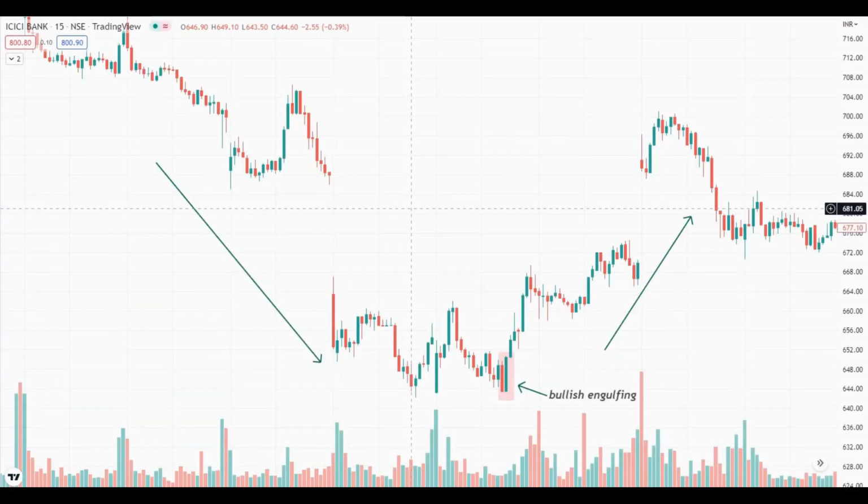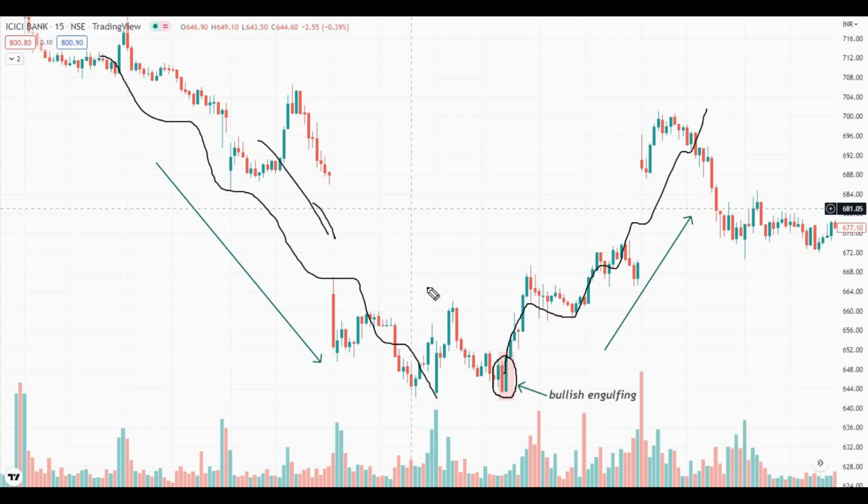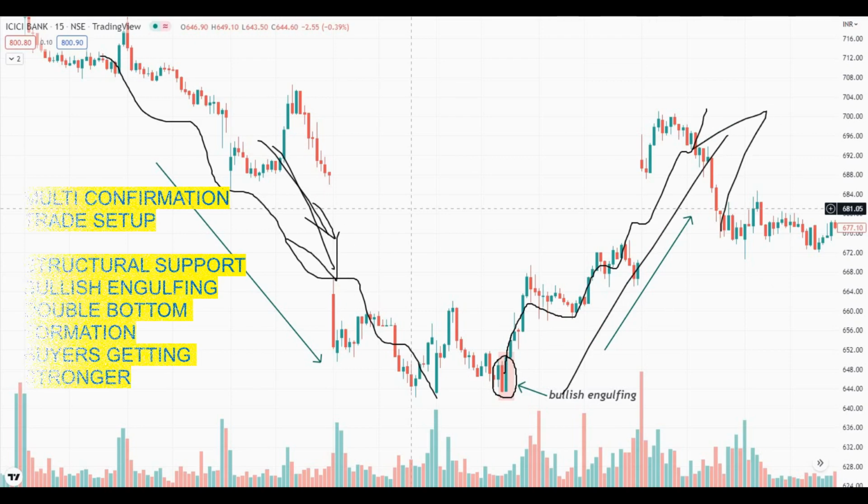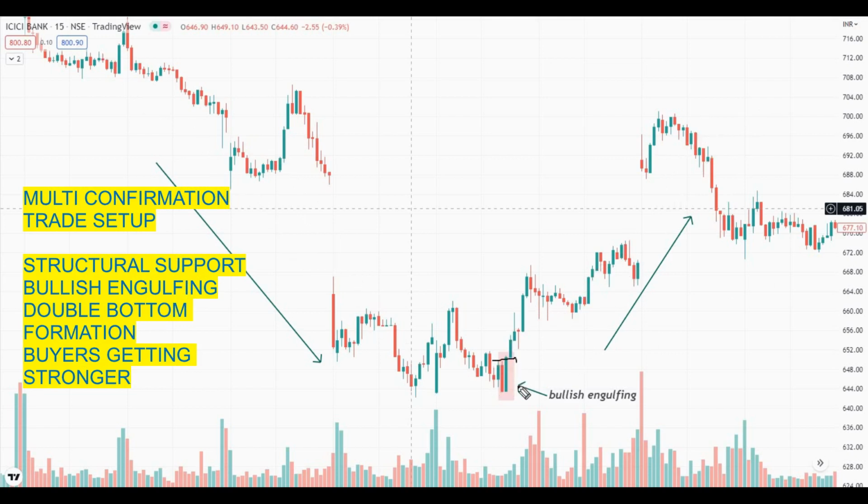So see, this is the first example. Prices were in a very strong downtrend and then we saw a bullish engulfing pattern and then the trend changed from down to up after the bullish engulfing pattern. But we shouldn't take trades by just finding a bullish engulfing pattern. We should combine it with market structure.